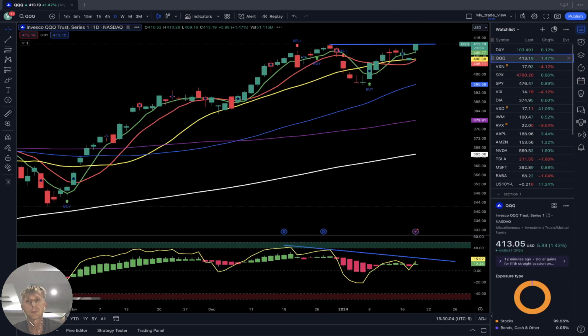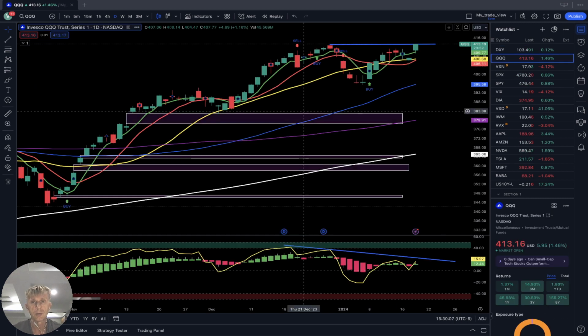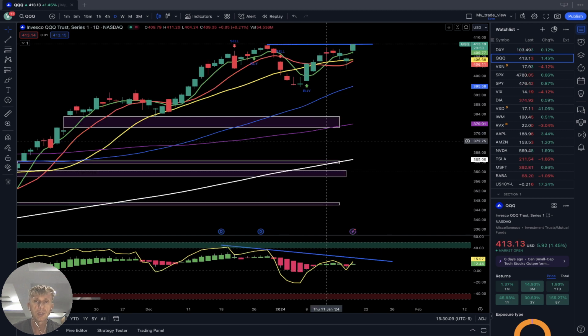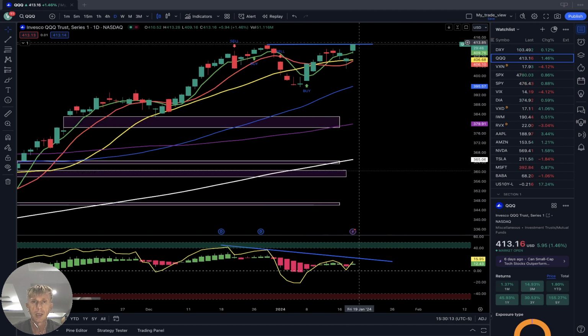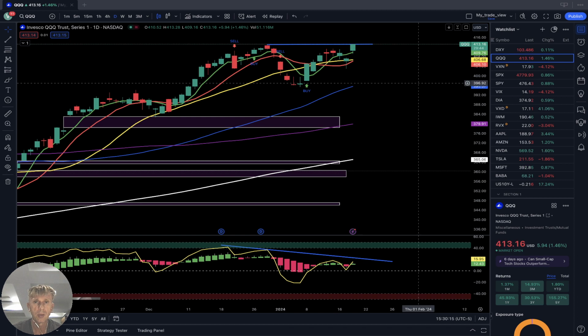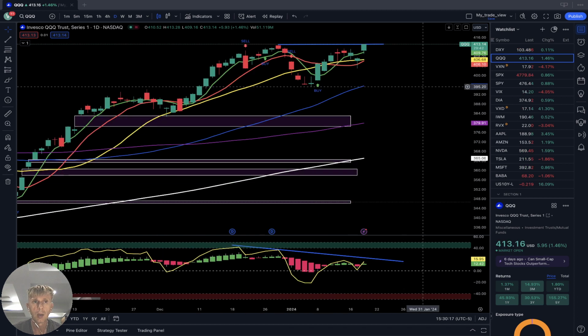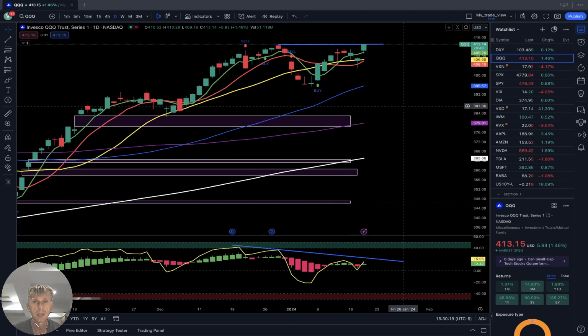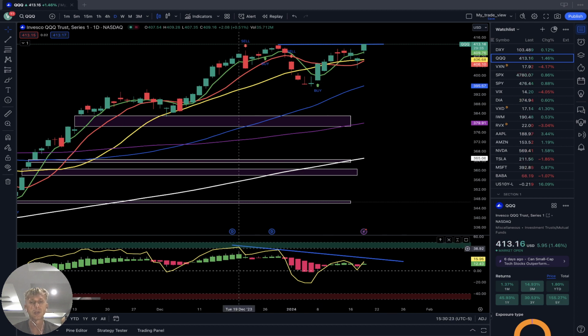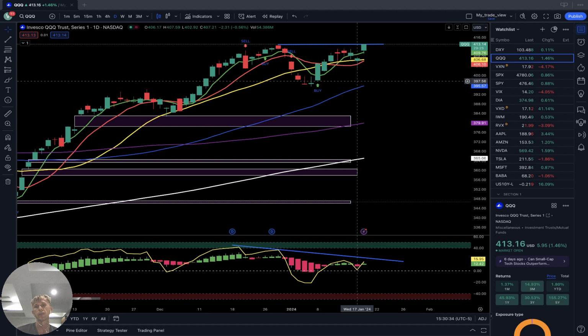QQQ plus 1.5% today. Today it was at the SMA 20 level and it bounced. Now it's above all moving averages. It did, again, an all-time new high. At the same time, you see on RSI multiple bearish divergences. This run is definitely like a bull trap. It definitely wants to have a correction.